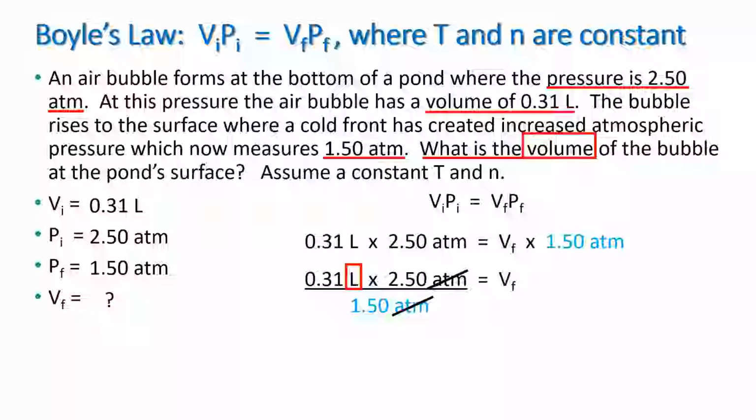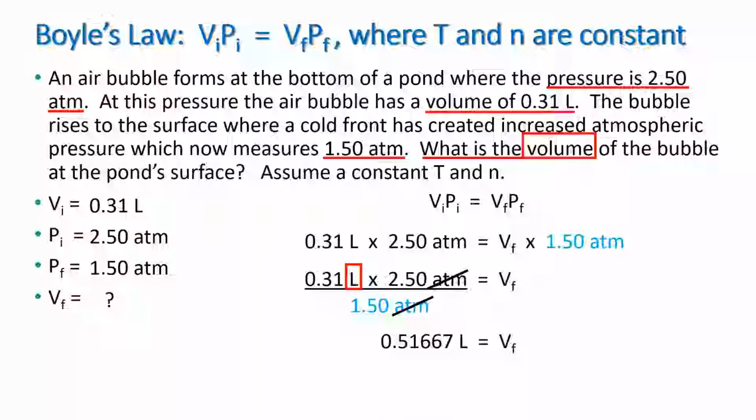So now we're at a point where we can simply do the math, and we're going to multiply the numbers on top, which is 0.31 liters times 2.50, and we're going to divide by what's on the bottom, which is 1.5, and we get 0.51667 liters, which is equal to our final volume.